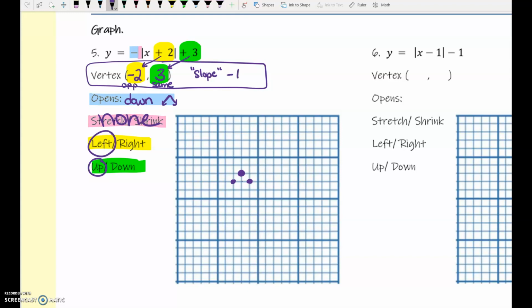Then from each of those points, down 1, out 1, we're going out from that symmetry line in the middle, down 1, out 1, and so on, down 1, out 1, and there's our V shape.